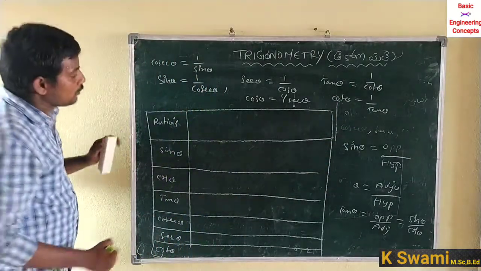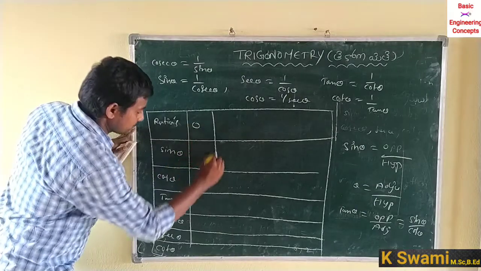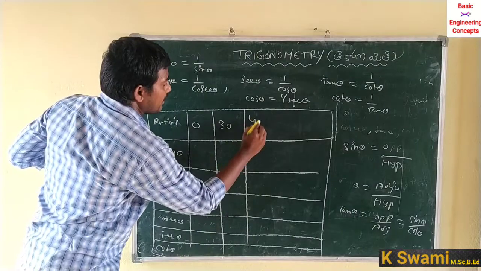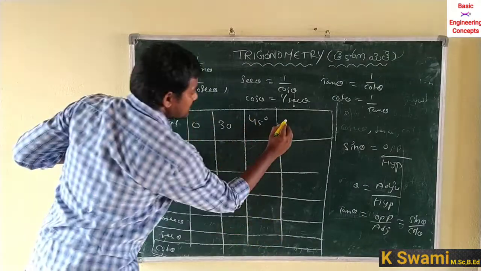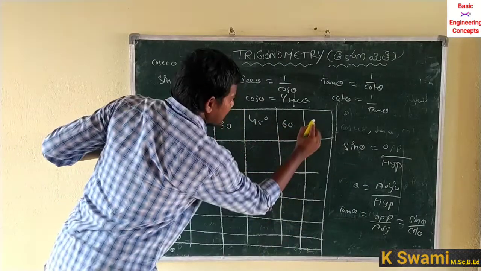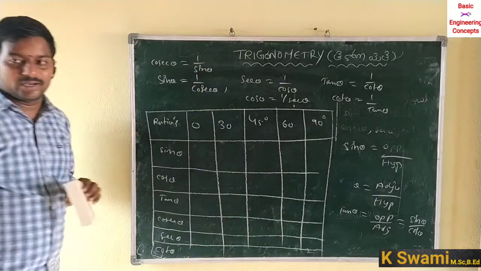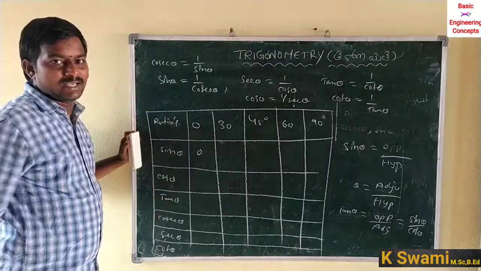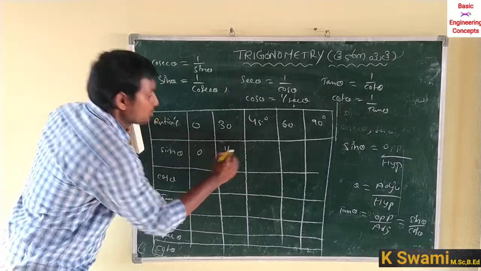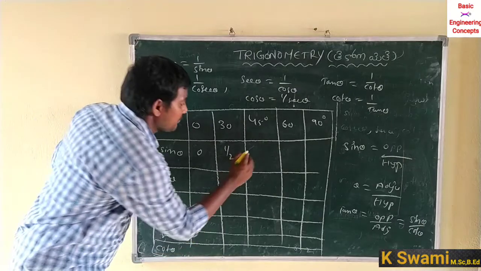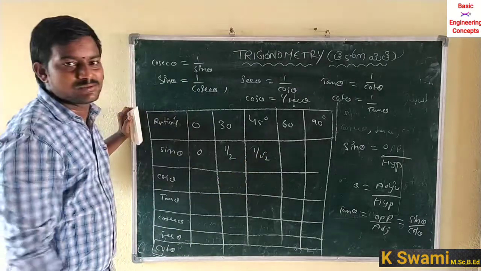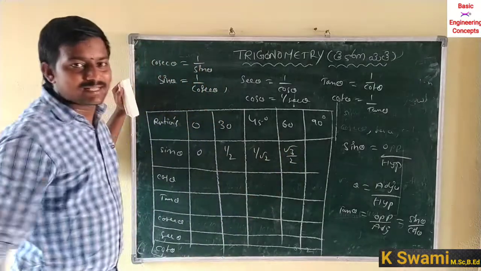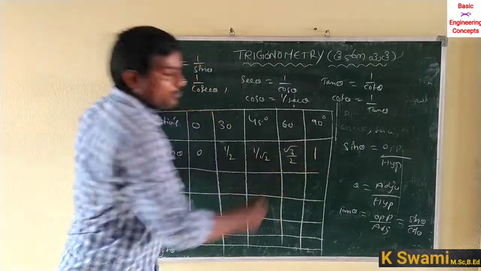So for sin, take 0, 30 degrees, 45 degrees, 60 degrees, and finally 90 degrees. Sin 0 is 0. Sin 30 degrees is equal to 1 by 2. Sin 45 degrees is equal to 1 by root 2. And sin 60 degrees is equal to root 3 by 2. And sin 90 degrees is equal to 1.